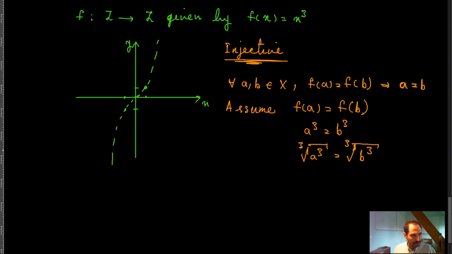So what that means is that now the cube root of a cube is equal to simply a, and the cube root of b cube is simply going to be equal to b. And so since f of a is equal to f of b implies a is equal to b, that means that f is injective. F is injective, right?